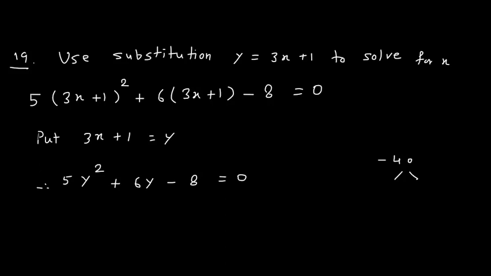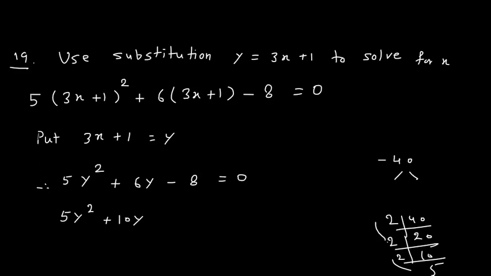If I check the factors for 40, we have 2 into 20, then 2 into 10, then 2 into 5. Now 5 into 10 and 4. The difference of 10 and 4 is 6. So we can say that here it is 5y square plus 10y minus 4y minus 8 equals 0.